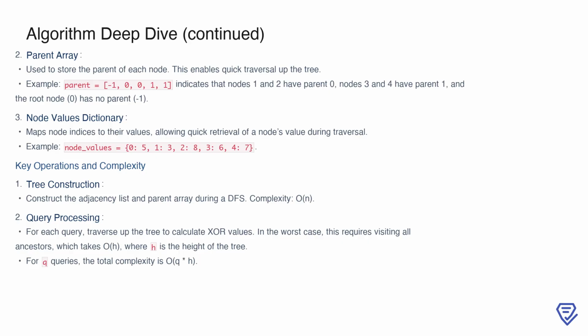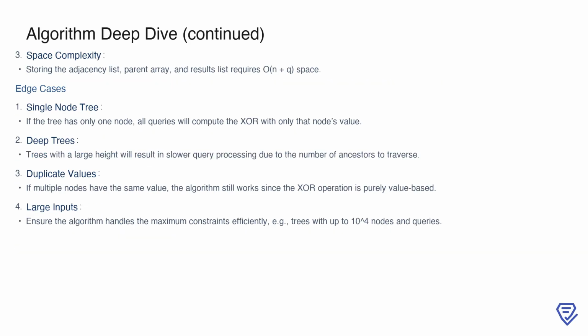Tree construction involves building the adjacency list and parent array through a single DFS, which takes O(n) time. Query processing, on the other hand, involves traversing the ancestors for each query. In the worst case, this requires visiting all levels of the tree, resulting in O(h) time per query. For Q queries, the total complexity is therefore O(q*h). Finally, let's analyze the space complexity and address some edge cases.